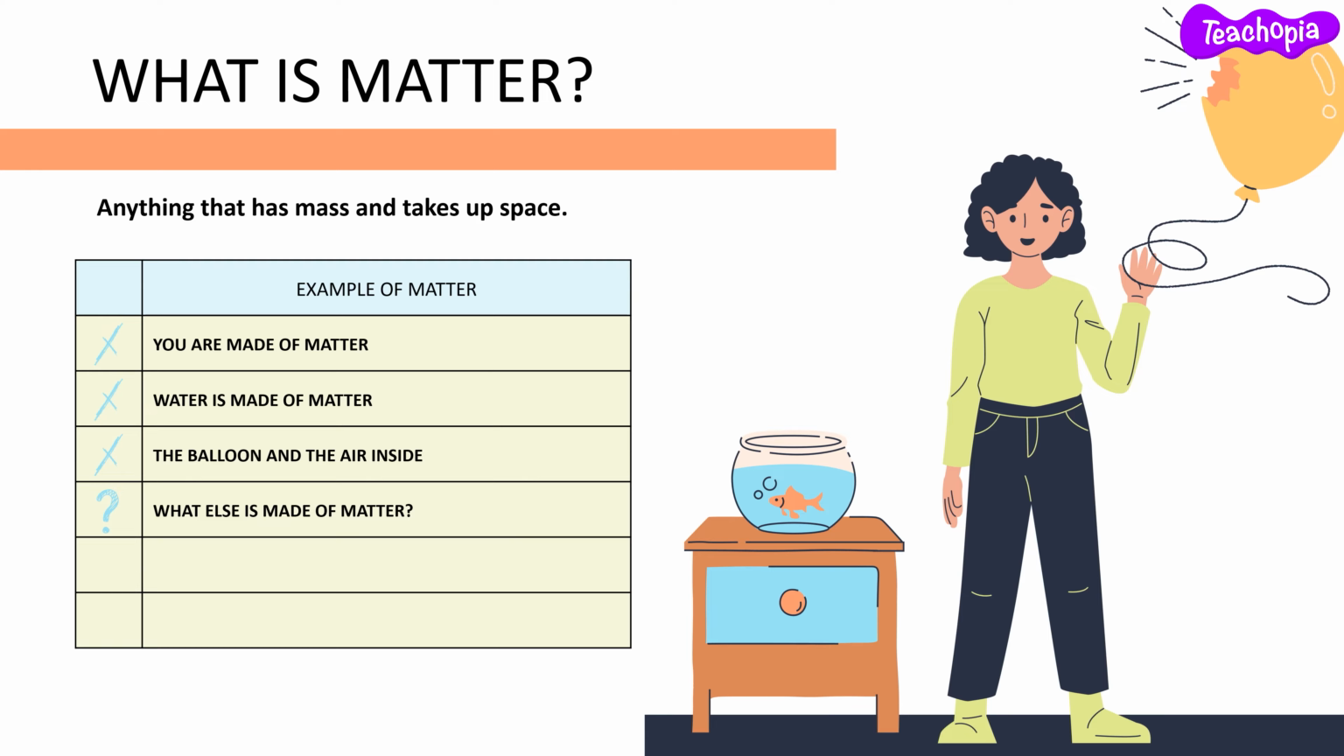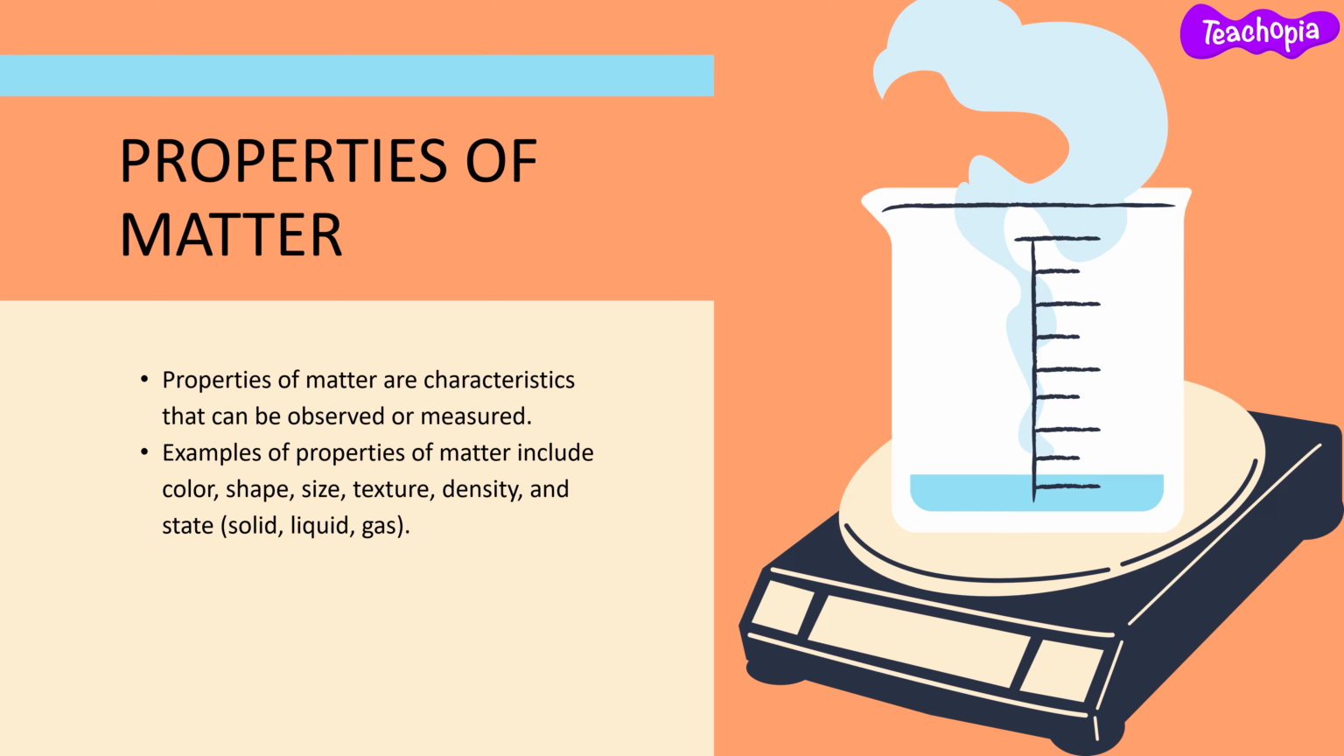Let us see the examples of properties of matter, which include color, shape, size, texture, density, and state. Let's have a look at each of these properties in detail. Color is a property of matter based on how light is reflected off it. Shape is the form of an object such as round, square, or triangular. Size is the measurement of an object, that is, how big or small something is.